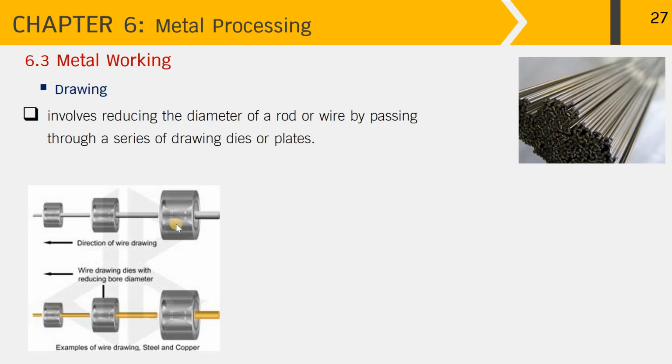And here, the picture on the top shows 3 drawing dies aligned in the same direction according to the bore diameter and the speed of the wire drawing. The cross-section of the wire reduces after passing through each die. So the wire drawing operation is done continuously.